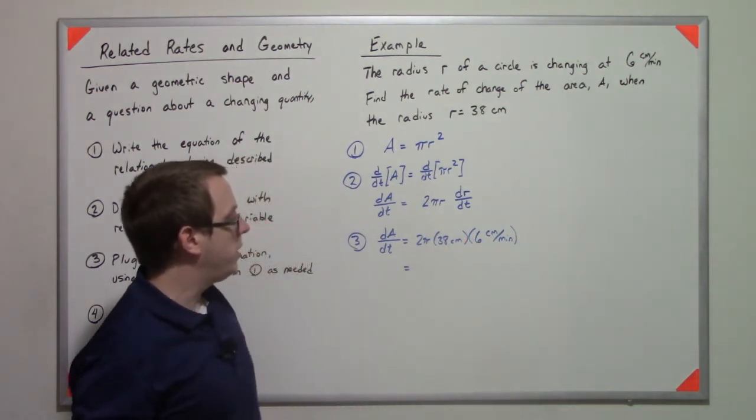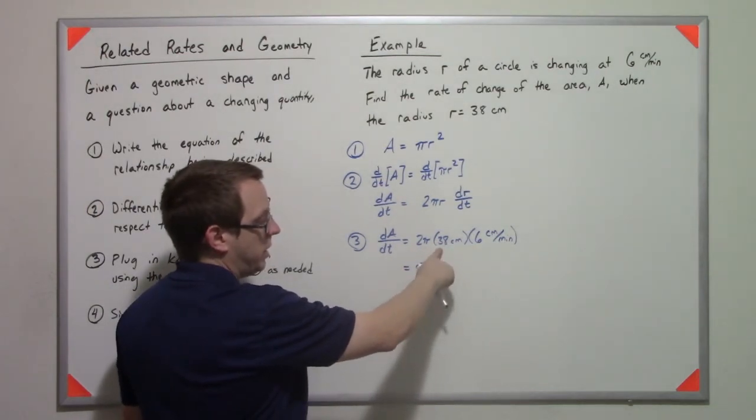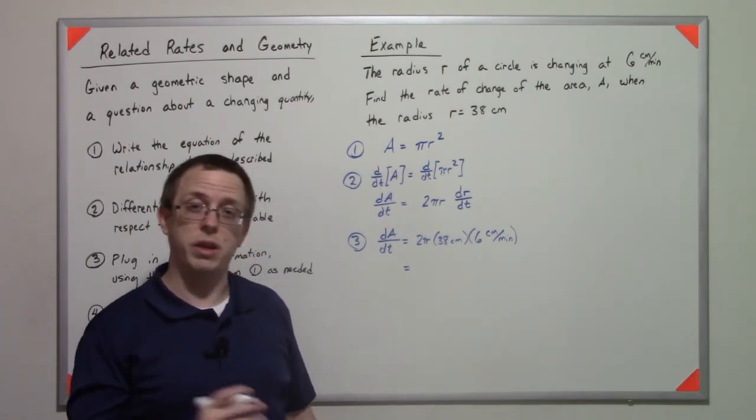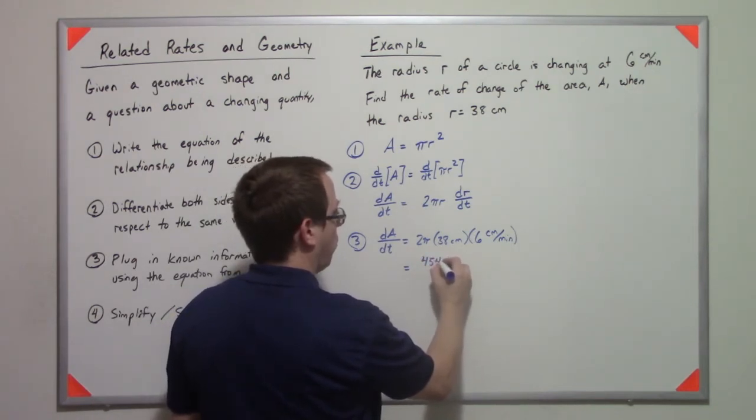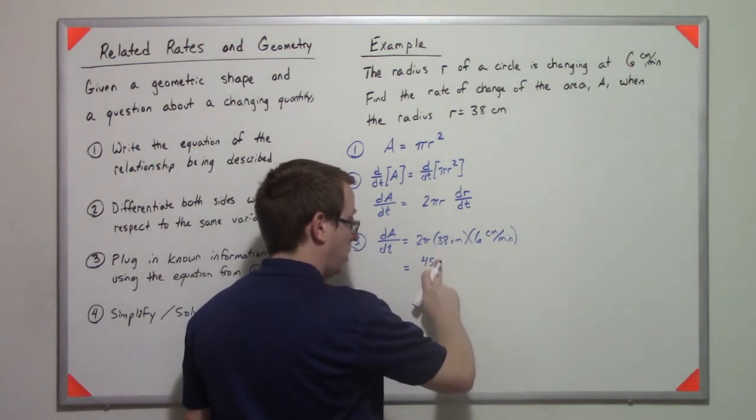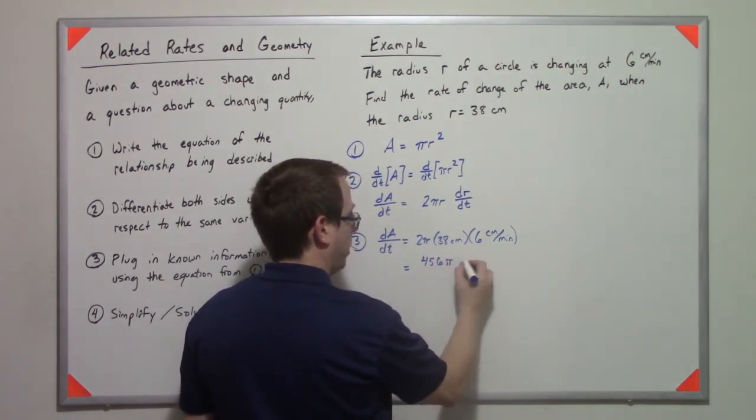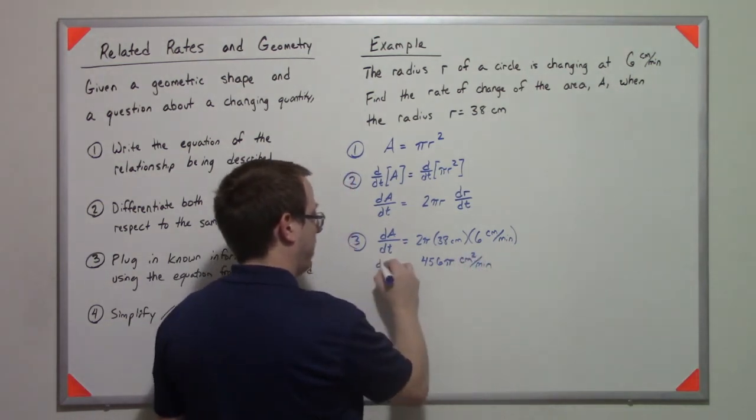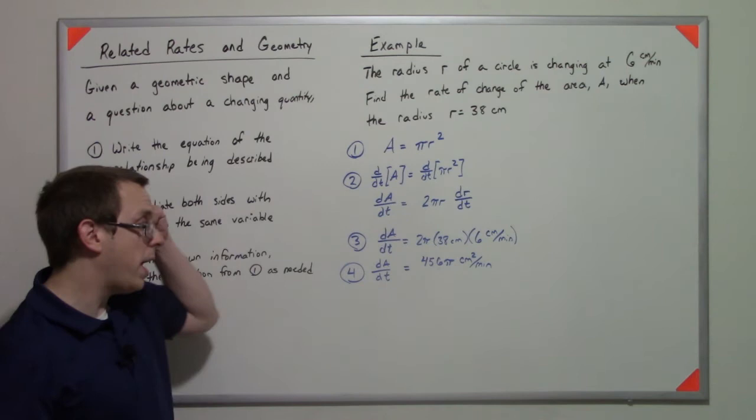If I were to multiply this out, and I should have done this multiplication beforehand, that's going to be 360 plus 96. So what is that? 454? If I'm wrong, I'm sorry. 454. That can't possibly be right. 456 pi centimeters squared per minute. And that's step 4.